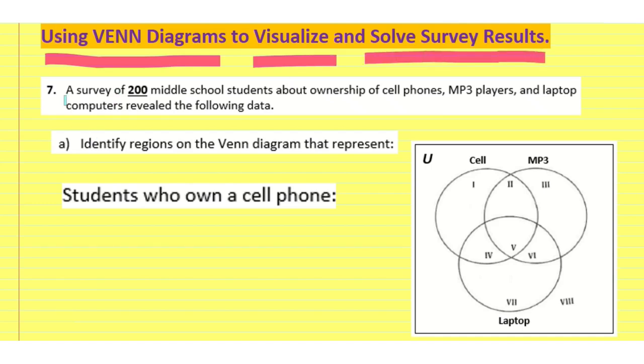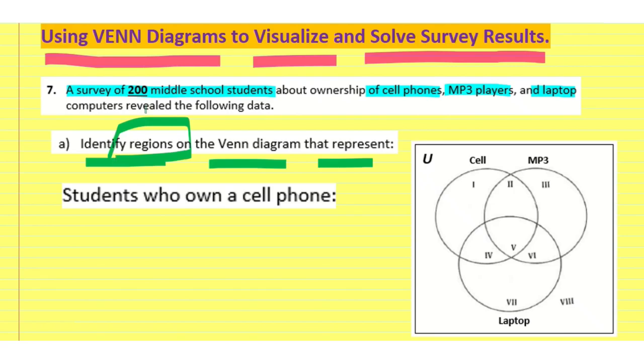They tell us that there's a survey of 200 middle school students about whether they own cell phones or MP3 players or laptop computers or some combination thereof. They want us to identify regions on the Venn diagram that represent different pieces of data. So the regions are going to be these Roman numerals 1, 2, 3, 4, 5, 6, 7, and 8. So those are the regions that they're asking us to identify.